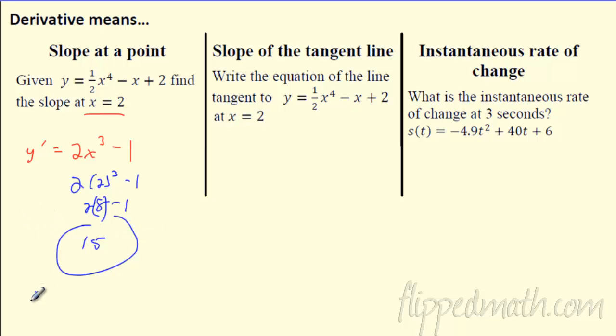So in something like this, I actually prefer Lagrange method. It's so much nicer to look at this, the derivative. So when x is 2, the slope at that point is 15.